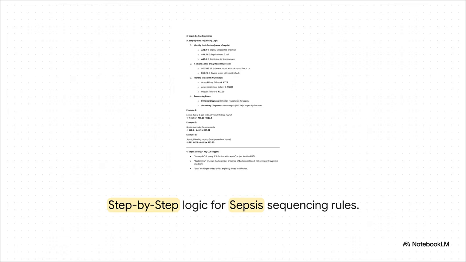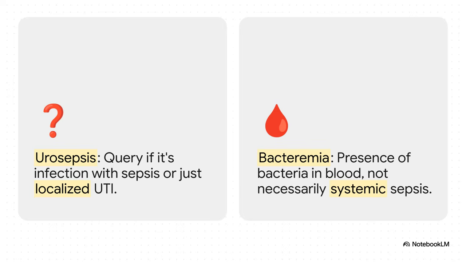First, you must sequence the underlying infection, say a UTI or pneumonia. That is followed by the code for severe sepsis, if it applies. And finally, you code the specific organ dysfunction, like acute kidney failure or acute respiratory failure. If sepsis is present on admission and is the primary reason for the stay, it takes the principal diagnosis slot, which drives the entire DRG. Clinical documentation integrity is everything here.